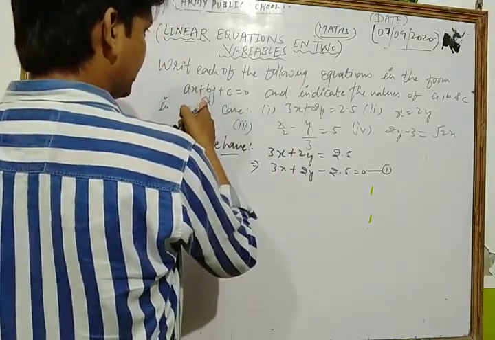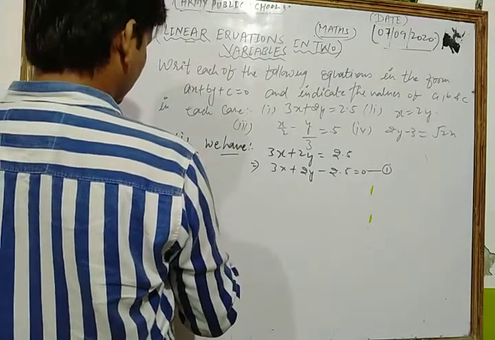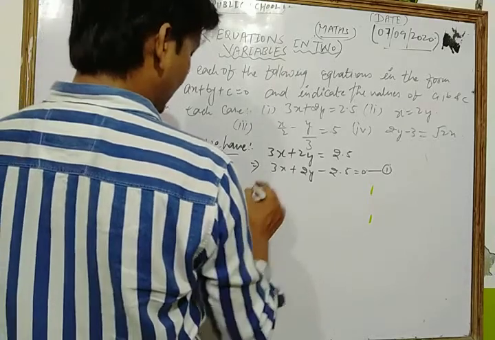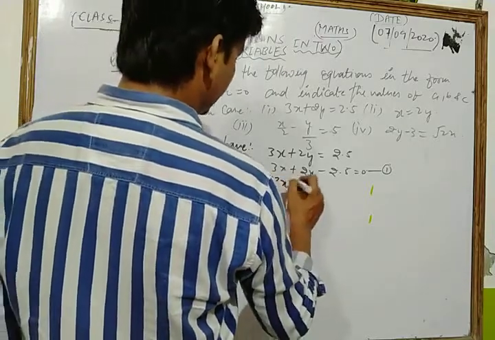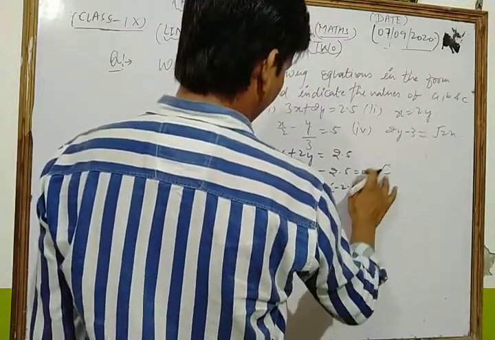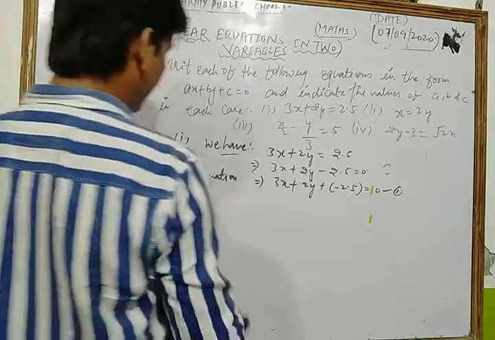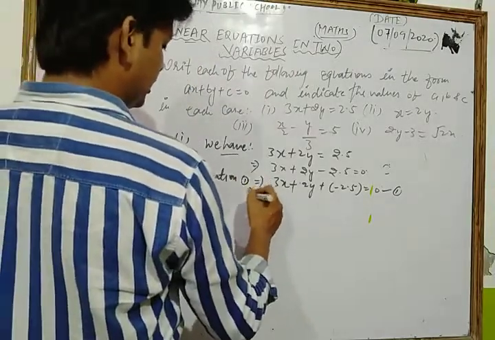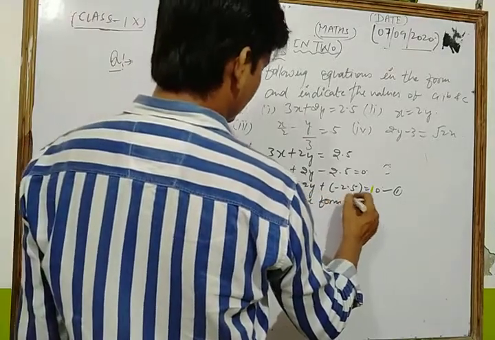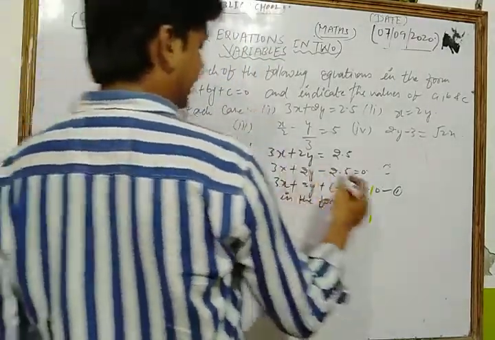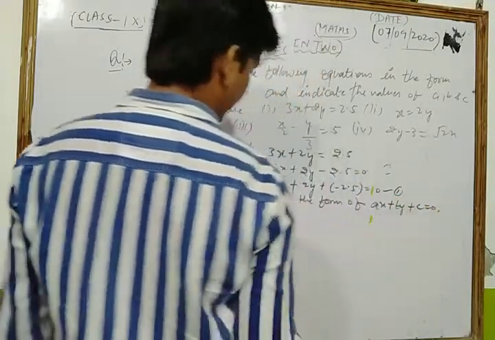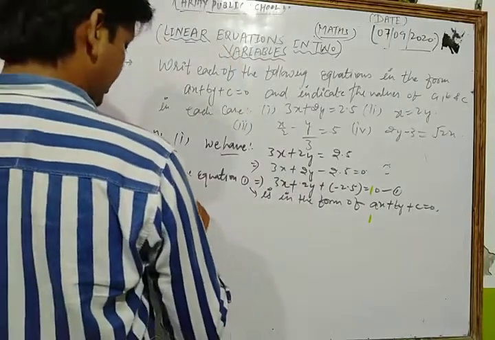That equation can also be written as 3x plus 2y plus minus 2.5 is equal to 0. Now we take this as equation 1. Thus the equation 1 is in the form of ax plus by plus c is equal to 0.